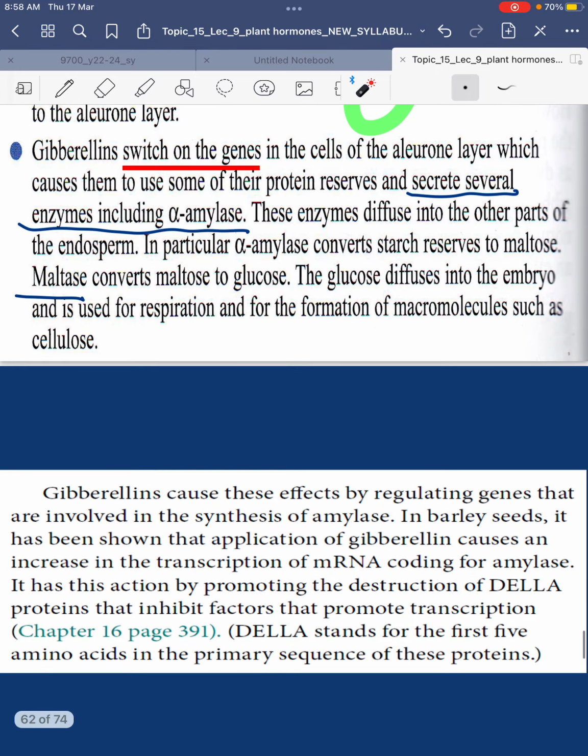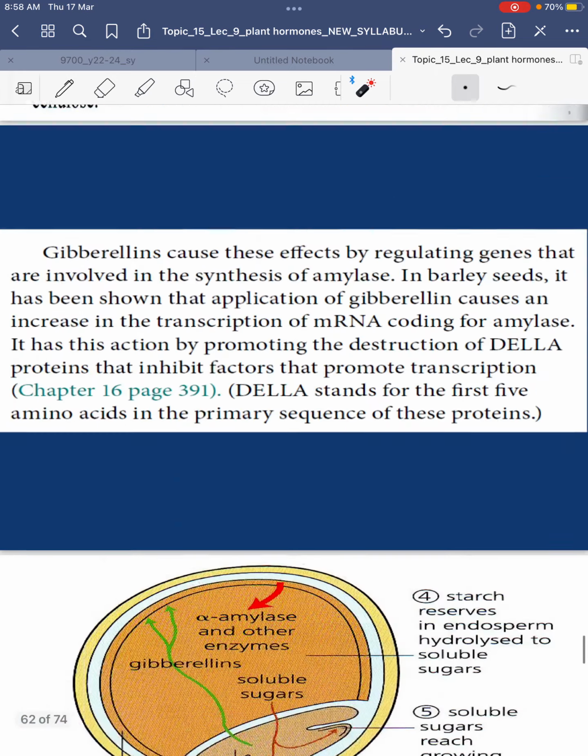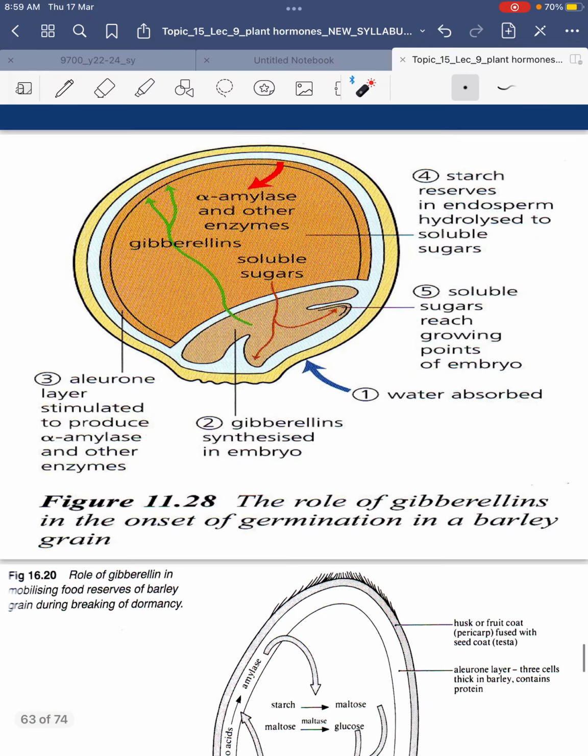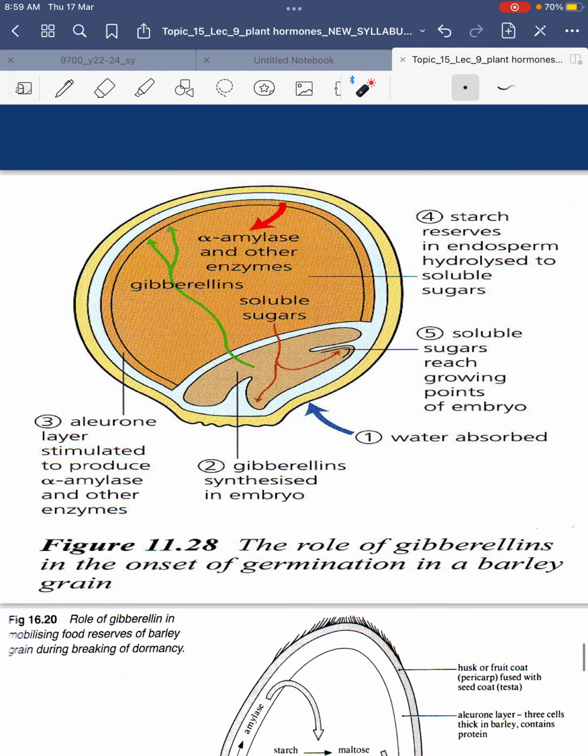Okay, so basically this one here is very, very important. See, this is already very nicely done, the sequence. Absorb water. Gibberellin is made by the embryo, and then the gibberellin diffuses to the aleurone layer to produce alpha amylase. And don't forget other enzymes. Not only alpha amylase, they also make maltase, lipase and other proteases.